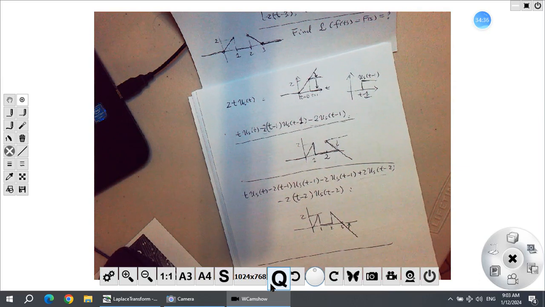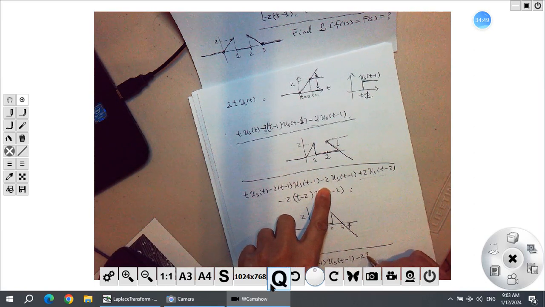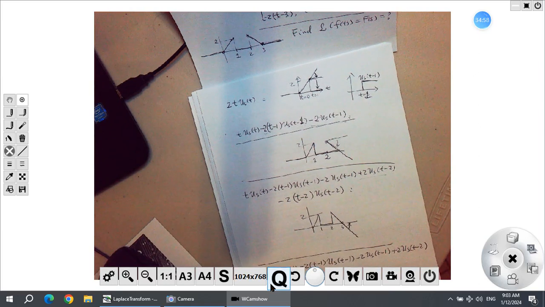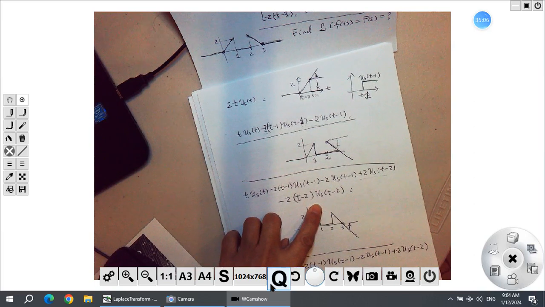So it is t u_s of t, minus 2(t minus 1) u_s of t minus 1, copy this one, minus 2 u_s of t minus 1 plus 2, u_s of t minus 2. Alright? More. Minus 2(t minus 2) u_s of t minus 2.